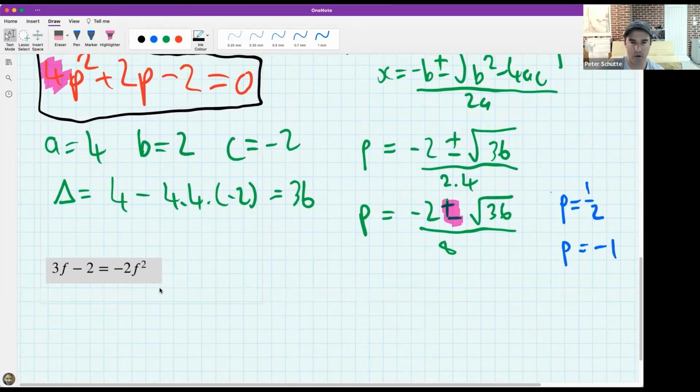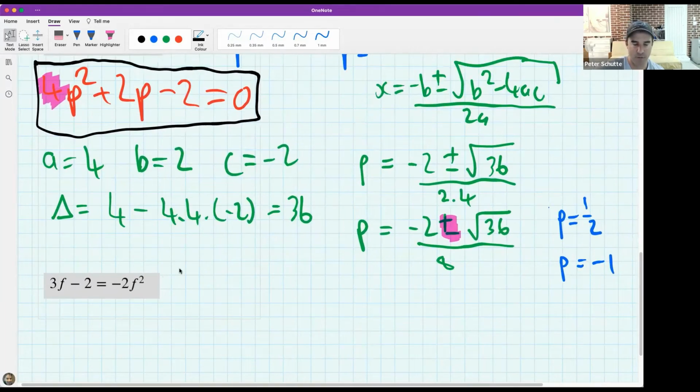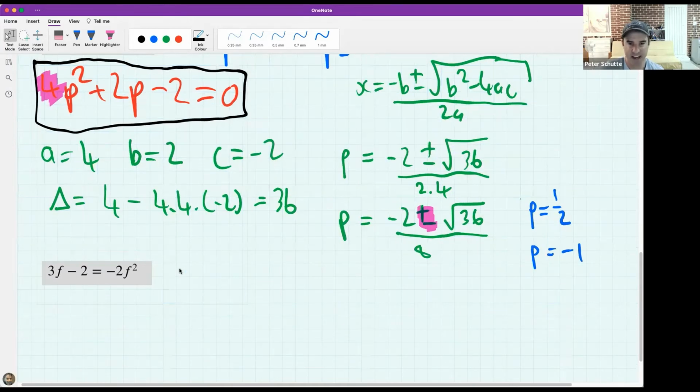What I'm going to recommend is change it into standard form first, and then write down your ABC, and then do your steps. So over to you guys, and then I think we deserve a break.